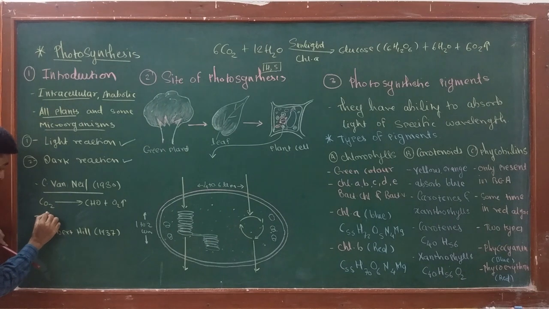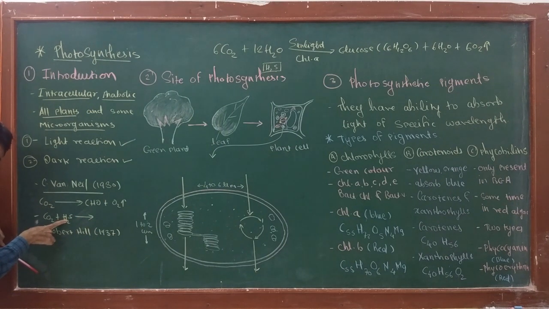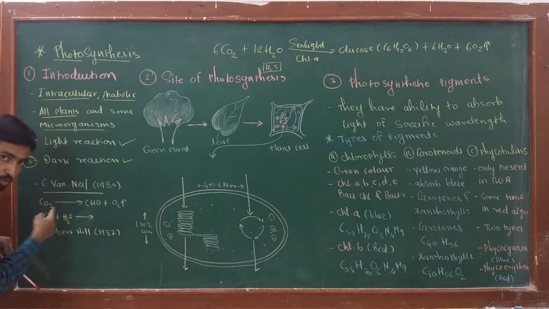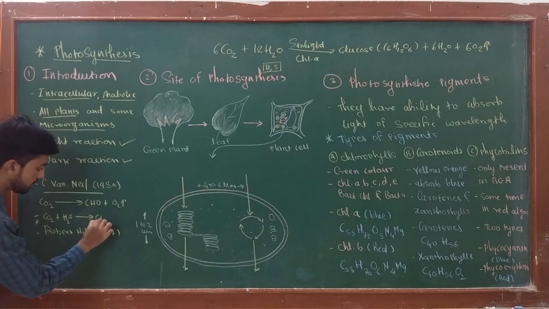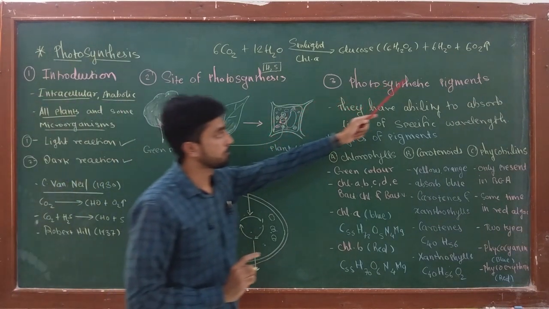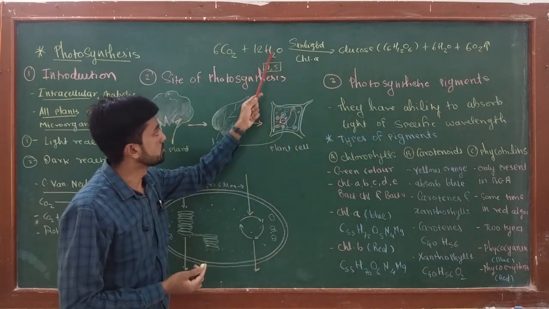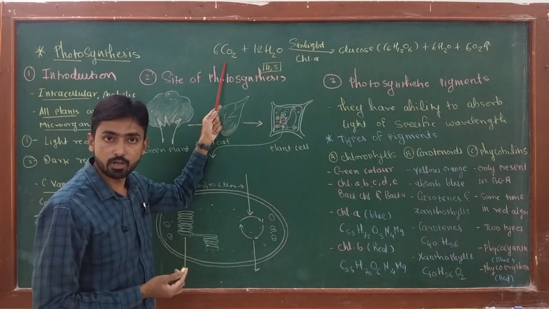So what happened due to the use of H2S as an electron acceptor, or electron donor, sorry? Carbohydrates are produced and sulfur is released instead of oxygen. So C. Van Niel proposed that the oxygen which comes out in the photosynthesis process actually comes from water and not from the carbon dioxide.